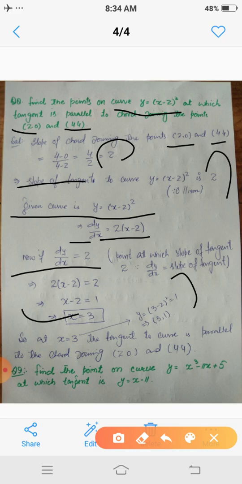Hence the point (3, 1) is the required point at which the tangent is parallel to the chord joining the points (2, 0) and (4, 0). Now another problem of this type: find the point on the curve y equals x cube minus 11x plus 5 at which the tangent is y equals x minus 11. This means that we have to find the point on the curve at which the tangent is y equals x minus 11.